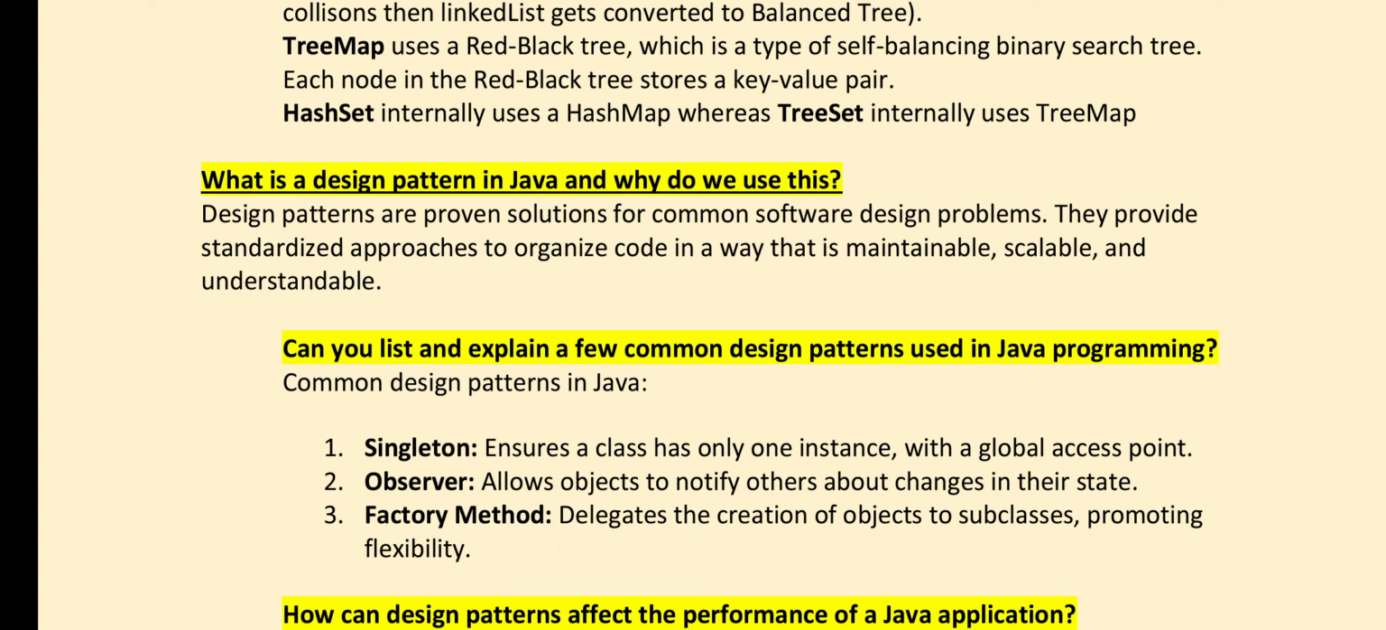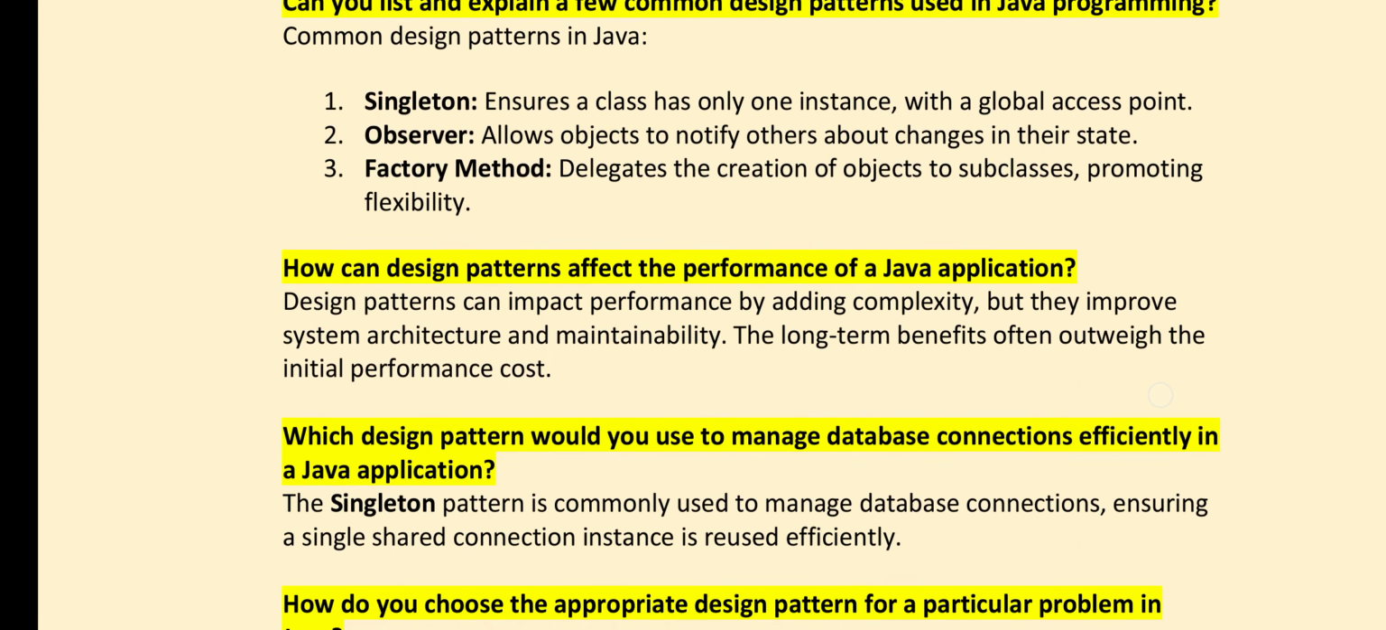Can you list and explain a few common design patterns used in Java programming? Common design patterns in Java are singleton, observer, and factory method. Singleton ensures a class has only one instance with a global access point. Observer allows objects to notify others about changes in their state. Factory method delegates the creation of objects to subclasses, promoting flexibility.